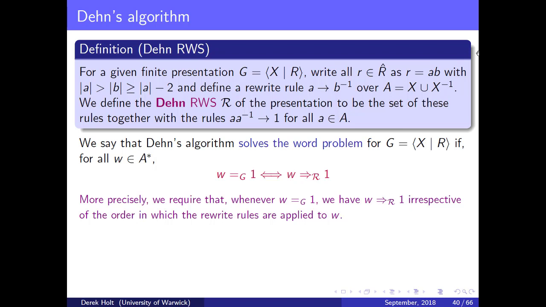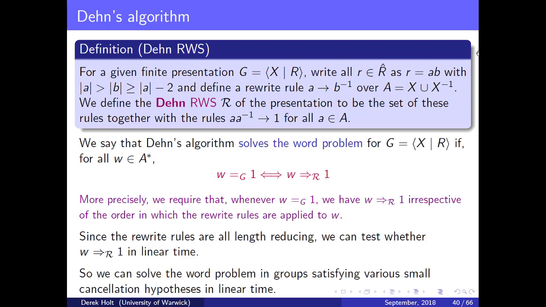When you apply rewrite rules in different orders, there'll often be more than one rewrite rule you could apply. We'll be coming back to that next time. So for Dehn's algorithm to solve the word problem, we actually require a slightly stronger condition: if W is the identity, then we can reduce it to the identity irrespective of the order in which we apply the rewrite rules. Now that's a technicality. This is called confluence on the identity. It's not confluent altogether, only confluent if the word is the identity.